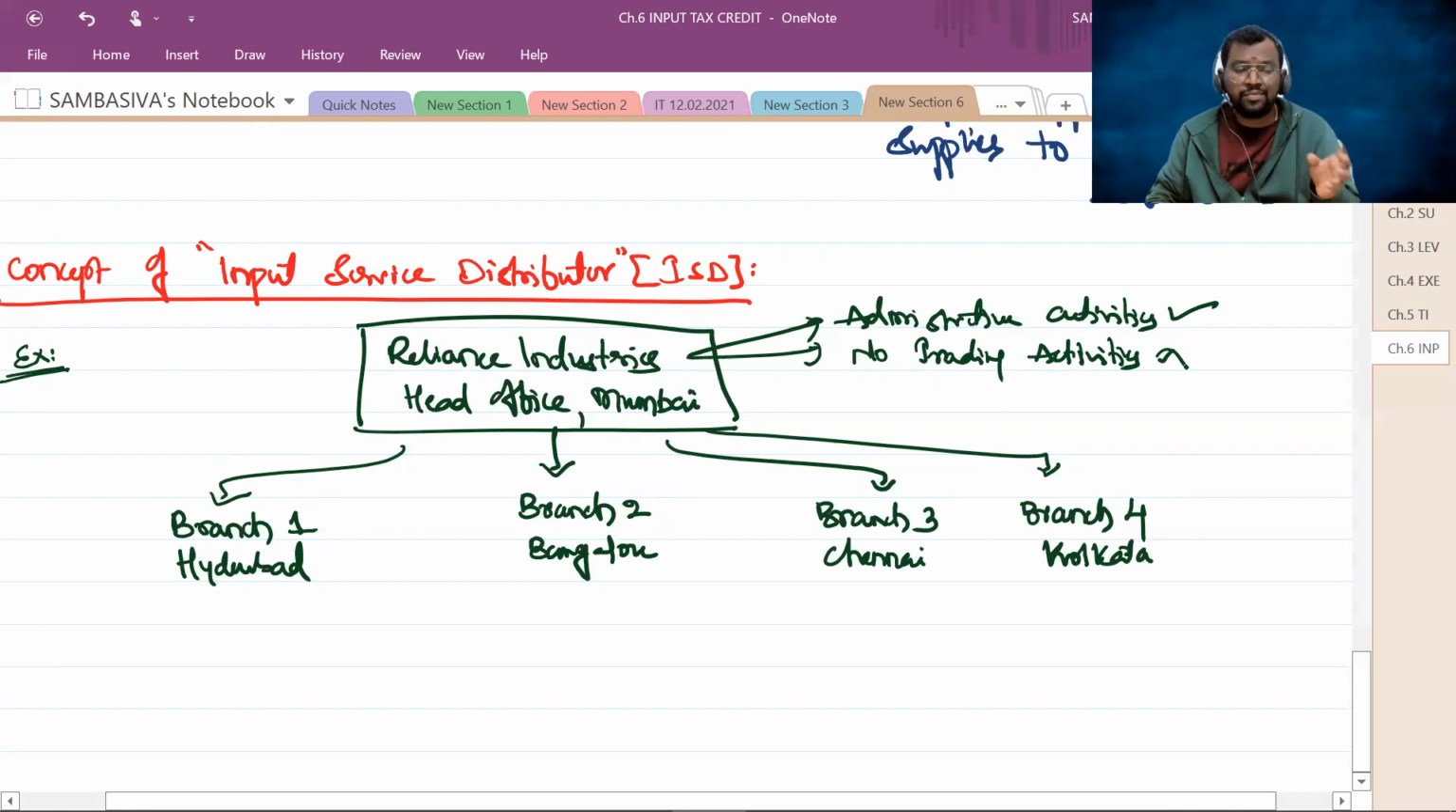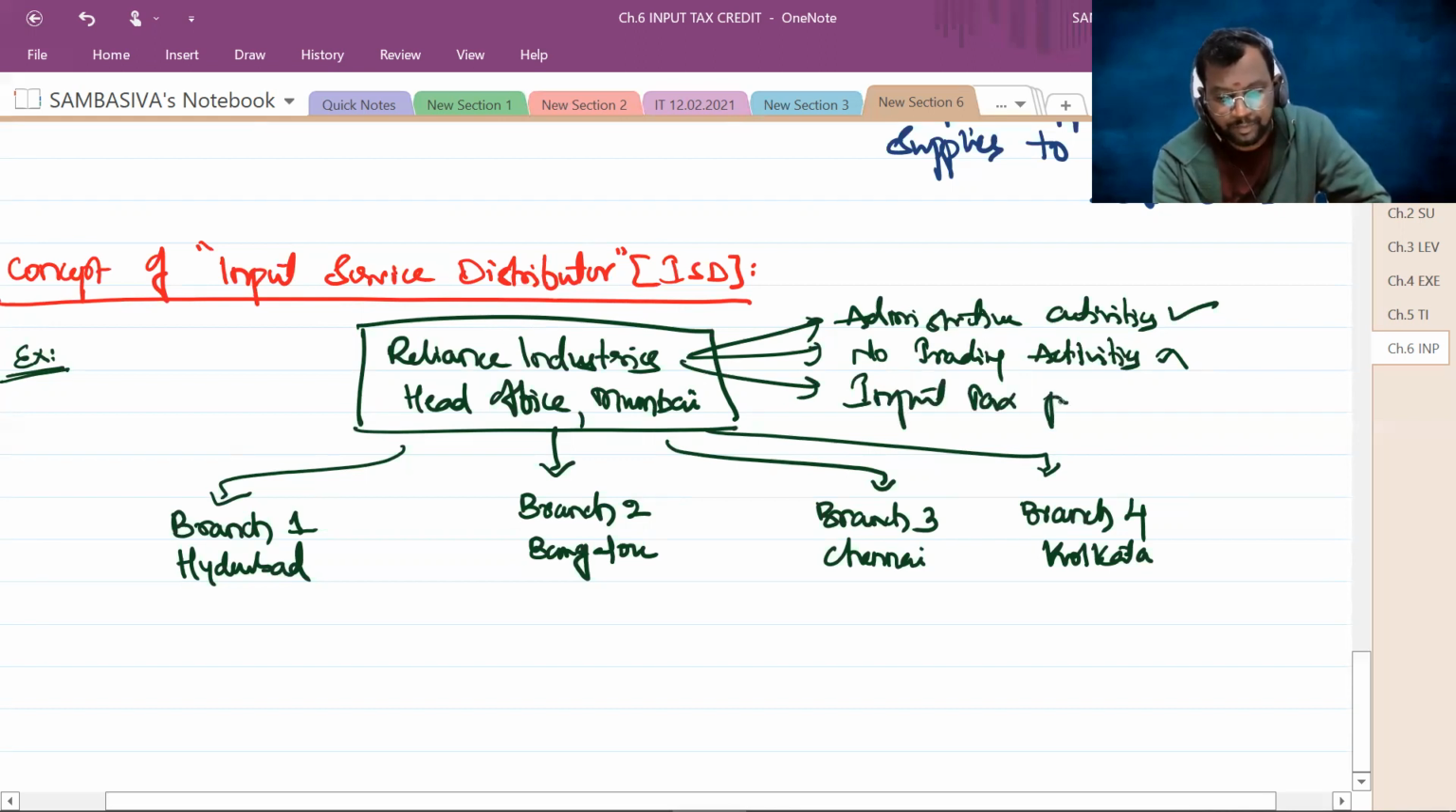But the head office will purchase some input goods and some capital goods, and it will receive some input services. So the head office will have some input tax credits. Let us assume the total input taxes paid by the head office is 10 crores, on receipt of input goods and input services and purchase of capital goods.